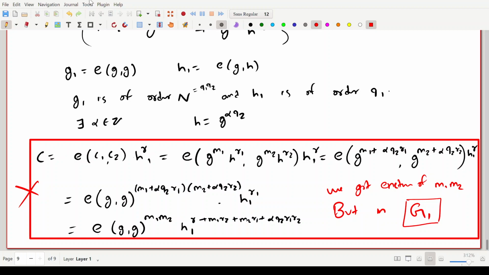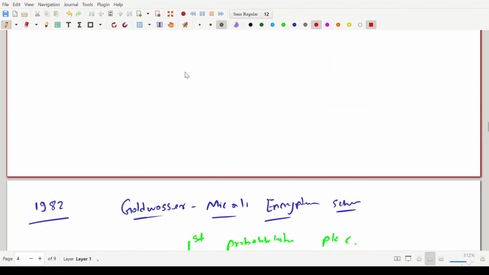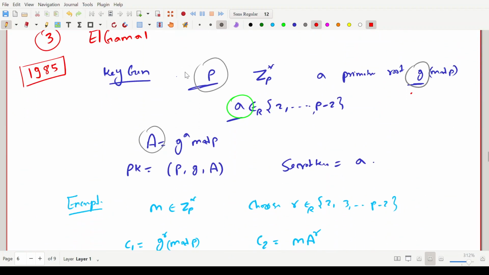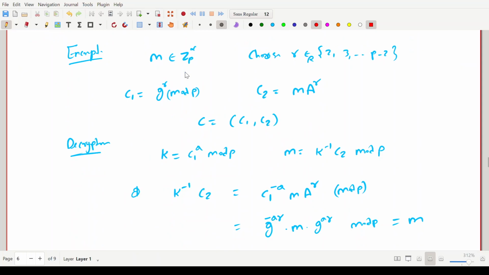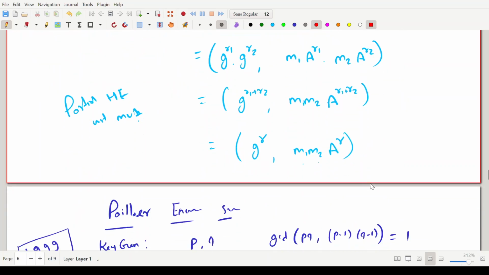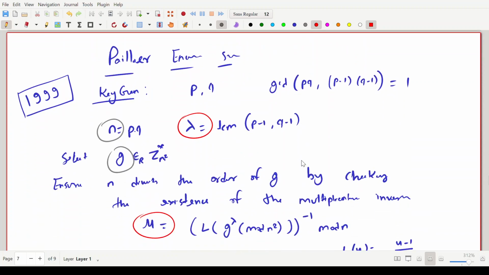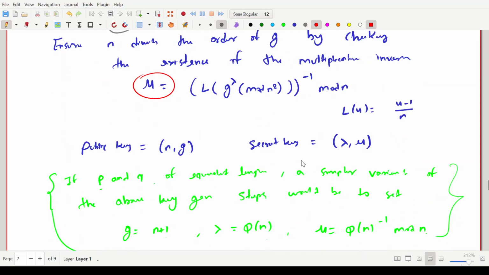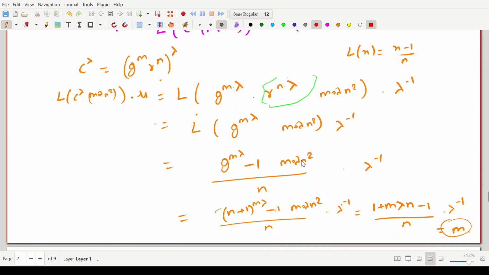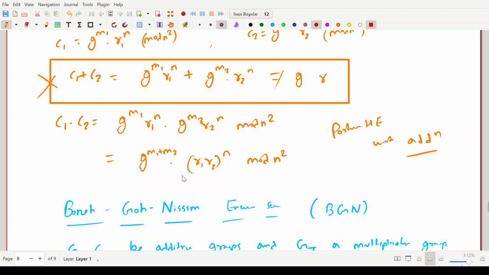Then I'll quickly recall what we have covered today. I started with the ElGamal cryptosystem. We saw the key generation, encryption, decryption, and that if we add two ciphertexts you won't get anything, but if you multiply then you will get the encryption of the multiplication. This is partially homomorphic with respect to multiplication. In the case of the Paillier encryption scheme, we saw key generation, encryption, decryption, and again if you add two ciphertexts I'm not going to get anything, but if we multiply two ciphertexts then I can get the encryption of m1 plus m2.